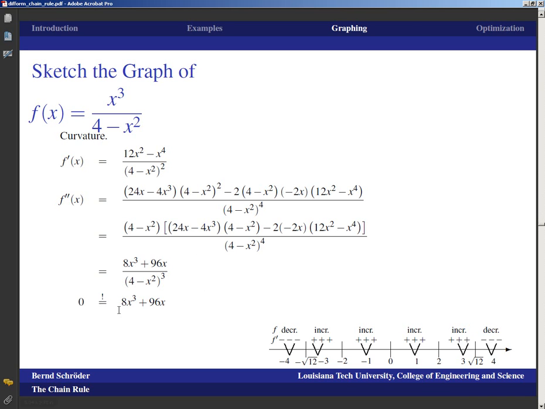Okay, now we want the critical point, so we have to set the numerator equal to 0. I think we can factor out an 8x here. Yeah, that's 8x times x squared remains from the first one, and 96, and a 12 remains from the second one, because 12 times 8 is 96, with the x coming from the 8x. And that gives us just one possible inflection point, which is x equals 0.